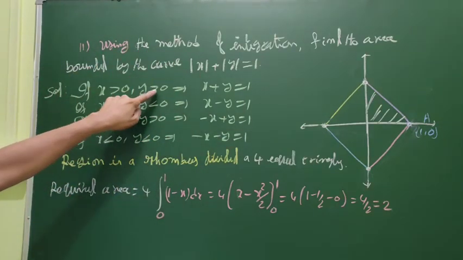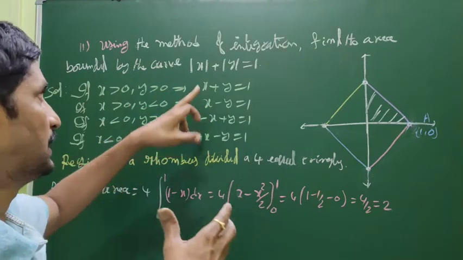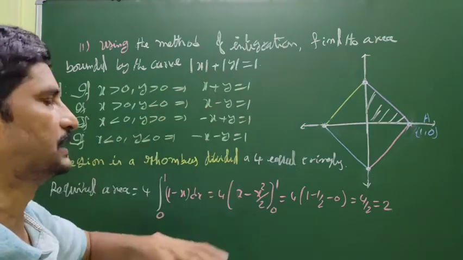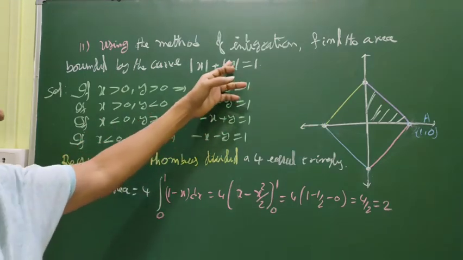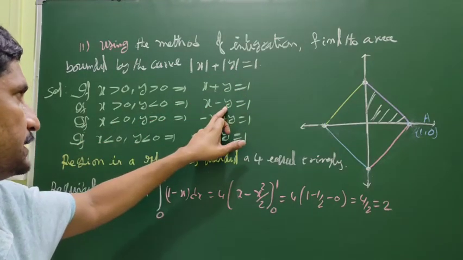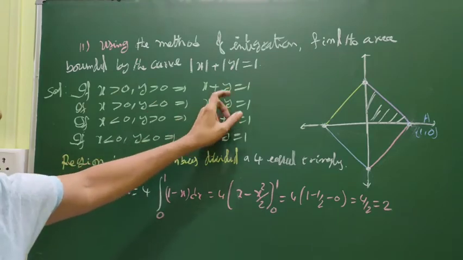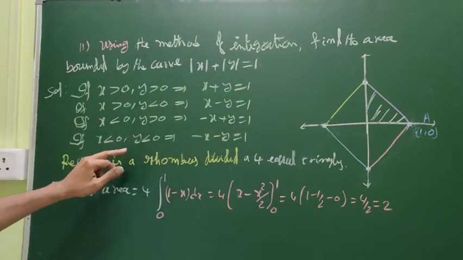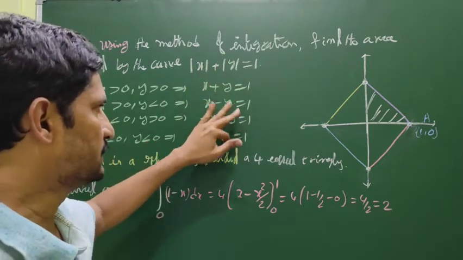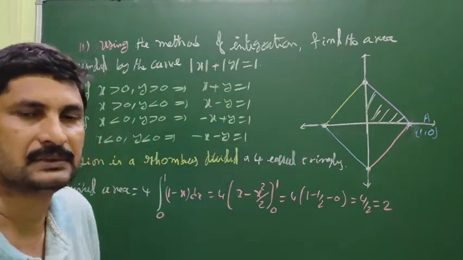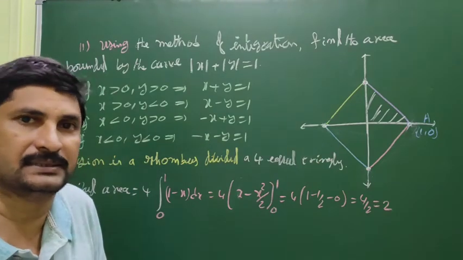If x is positive and y is positive, both are positive, then it is x plus y is equal to 1. If x is positive and y is negative, then negative of negative is positive, and it coincides. Like that, if negative, then negative. Now how many equations are there? There are 4 equations. These 4 are 4 straight lines.